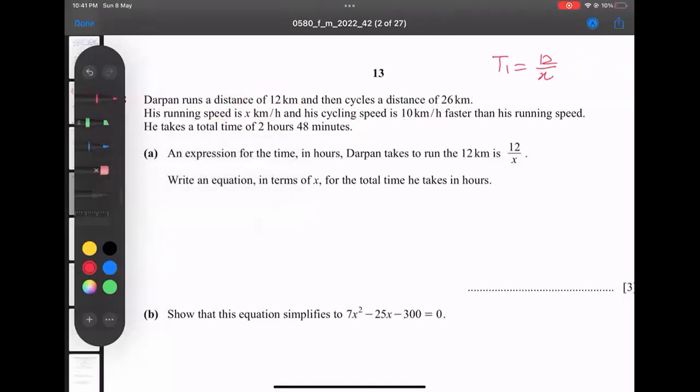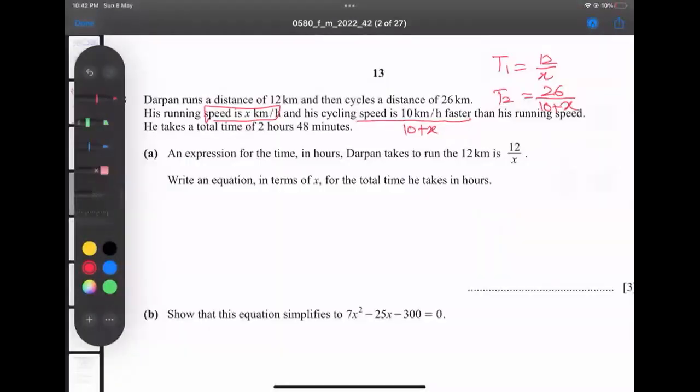My question says that if running speed is x and cycling speed is 10 faster, faster means 10 plus x. So first speed is x and the new speed is x plus 10. I think you got the idea. Whenever he says faster or more, it means plus. So this point is very clear. So time 2 turns out to be what? Distance is 26, speed is this much. So I can say 26 divided by 10 plus x. Alhamdulillah, this point is very, very clear.